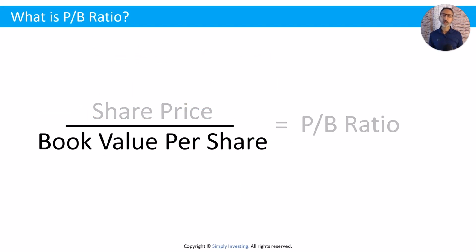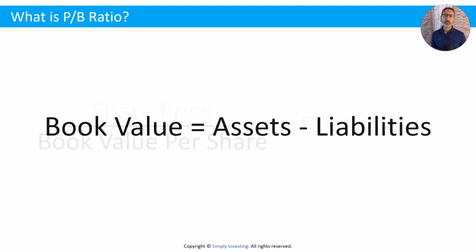Now let's take a look at book value per share because we need both numbers, right? You can see it on the screen. We need the share price and then we need the book value in order to calculate the PB ratio. So let's move on to book value per share. Now it's really simple. The book value is a company's assets minus its liabilities. In other words, everything that a company owns minus what it owes.